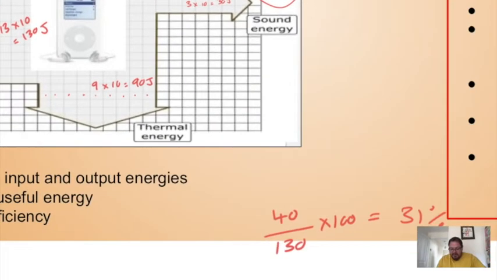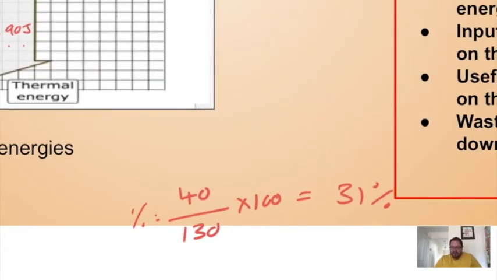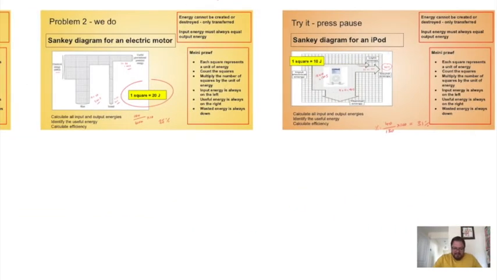So if we just do the efficiency then, I forgot to put the percentage equals. So 40 was my useful, 130 is my total, times 100. I'm going to round that up to 31%. So hopefully you're getting this. If not, go back and just watch me do a couple of the examples.